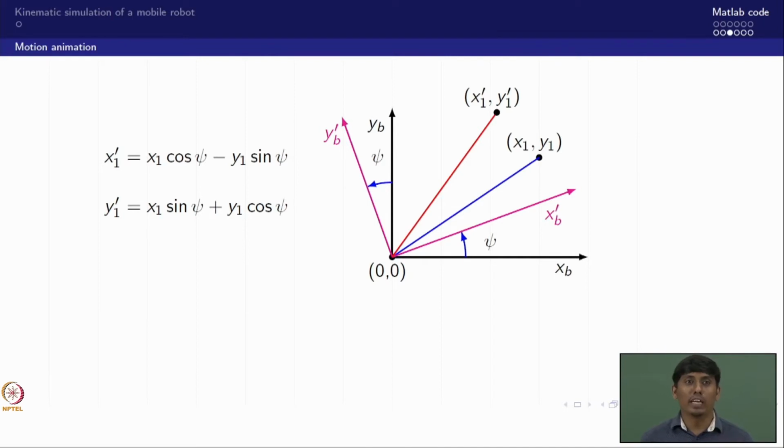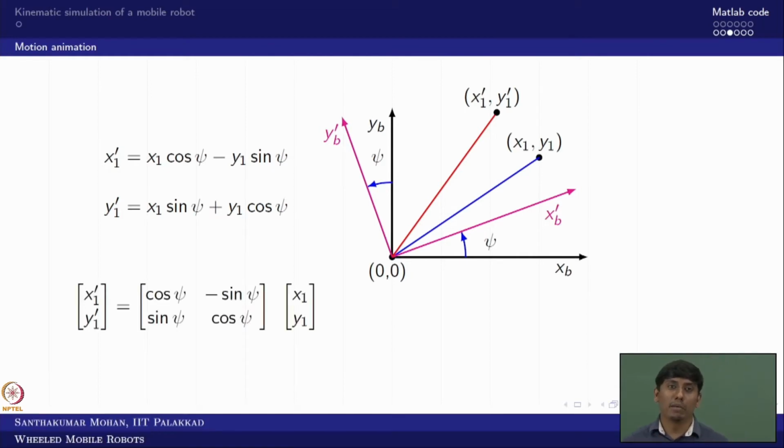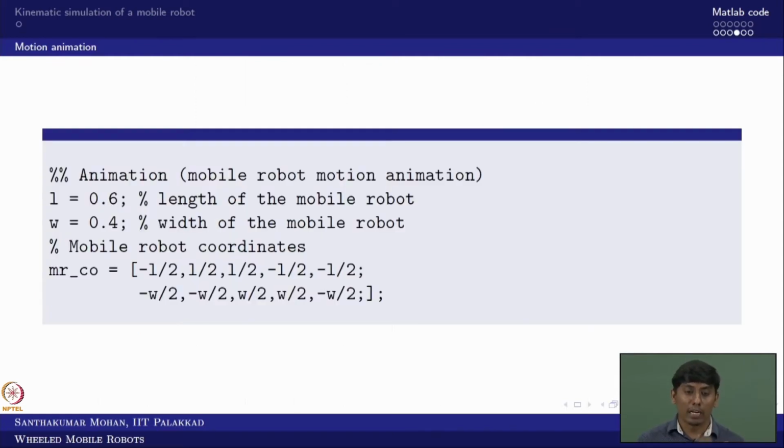Now how can I rewrite this in the simplest form? One easy way: on the left hand side I can keep x1 dash and y1 dash as a vector, and on the right hand side I can take one matrix and multiply it with x1 and y1. So what one can see is that it is a simple transformation matrix. If I know this transformation matrix, I can easily portray all the points and start the animation. For that, we are trying to incorporate this in the MATLAB code. So this is what we are trying to do.